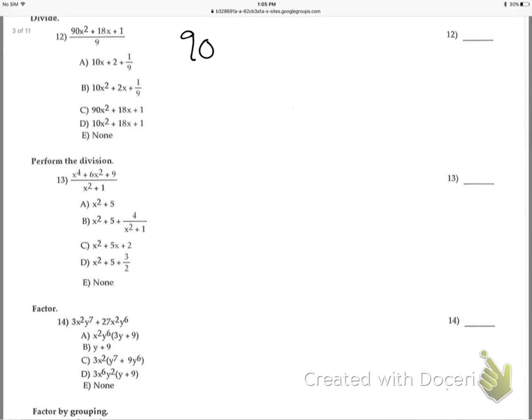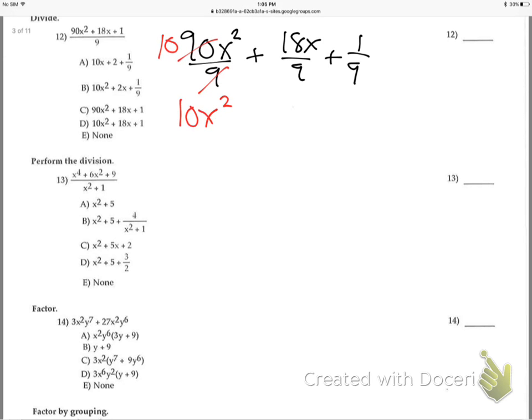These are the kind where you got to do 3 divisions, huh? 90x squared over 9 plus 18x over 9 plus 1 over 9. Now, the one big bar, you got to make into 3 separate bars, 3 separate divisions, and then just divide them each separately. So we'll say 9 into 90 10 times, 9 into 18 2 times, and then 1/9.